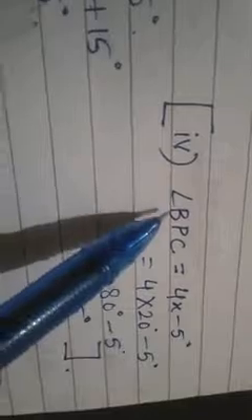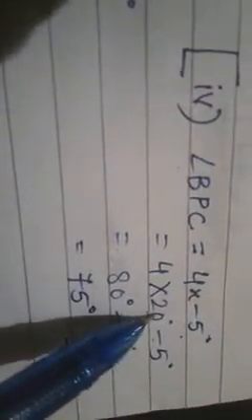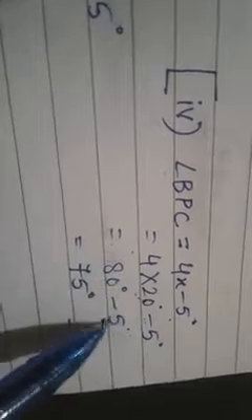So angle BPC is 75 degrees because, you know the reason, this is 75 so this will also be 75, vertically opposite angles. But if vertically opposite angles doesn't come to your mind, straightaway solve. Angle BPC is 4x minus 5 degrees, it is given. Substitute the value of x we found in the first sub-question. So 4 into 20 degrees minus 5: 4 times 20 is 80 degrees, minus 5, 75 degrees.